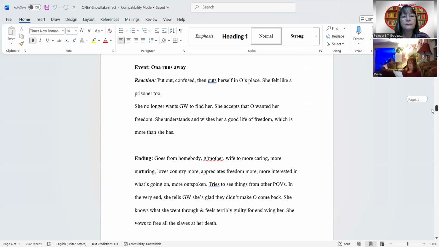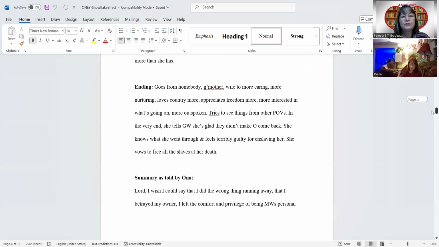So there's your ending after the last event. Martha goes from being a homebody, grandmother, wife, to a more caring, more nurturing person. She loves the country more. She appreciates freedom more. So that gave her a perspective on her own life, and she tried to see things from other people's points of view. In the end, she tells George she's glad they didn't make her come back. She knows what Ona went through and feels terribly guilty for enslaving her, and she vows to free all the slaves at her death.